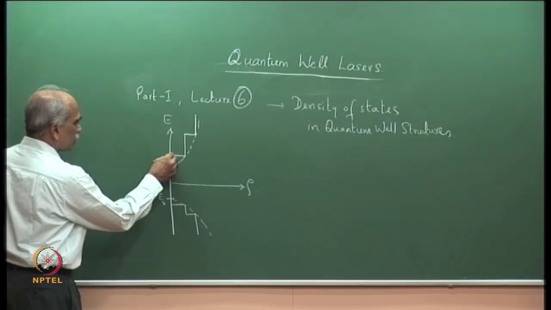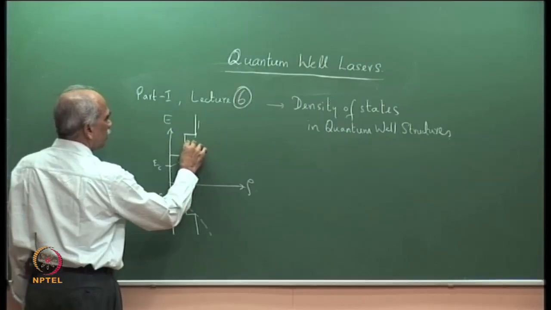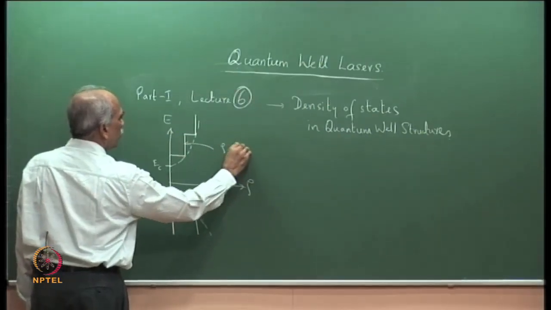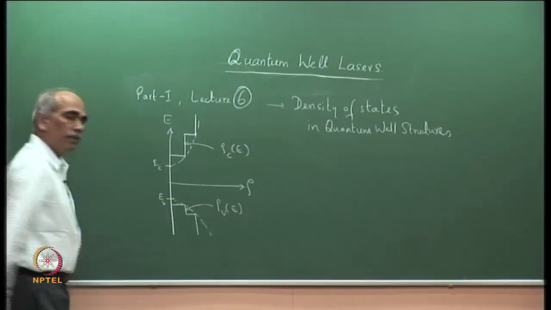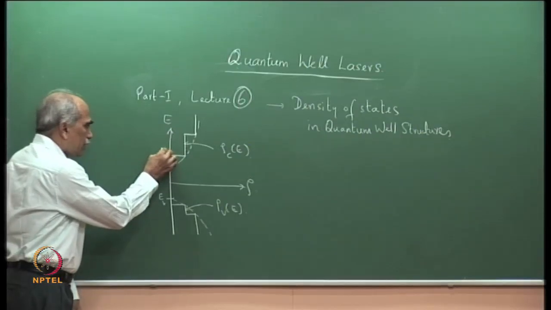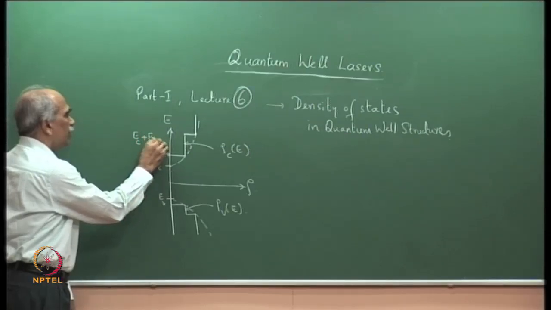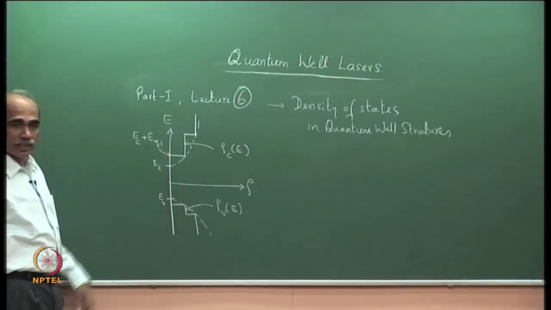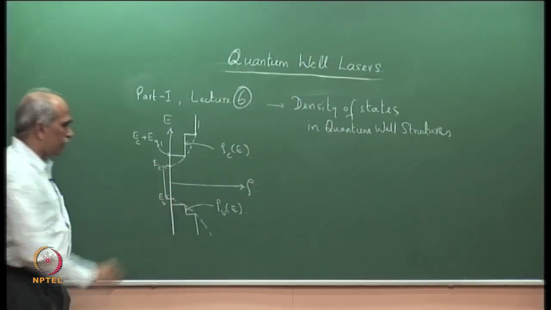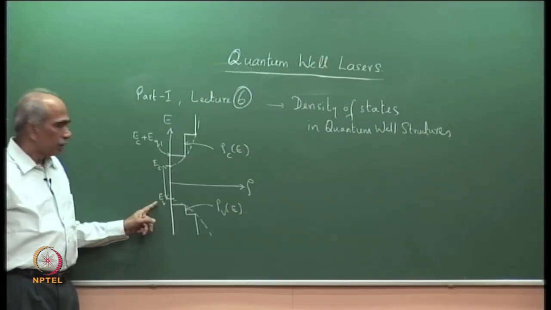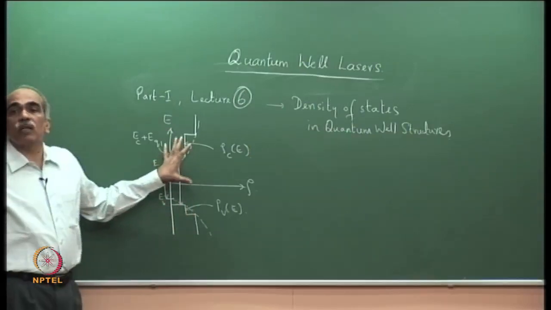The density of states starts up to this axis. What I have plotted here is rho c of E, and this is rho v of E, that is the density of states in the valence band. Up to this first subband energy, that is EC plus EQ1, there was no density of states. Therefore, although this is the band gap of the material, Eg is equal to Ec minus Ev, the effective band gap is from here to here, because before this energy there are no density of states.